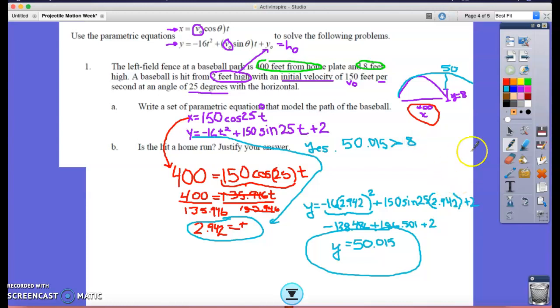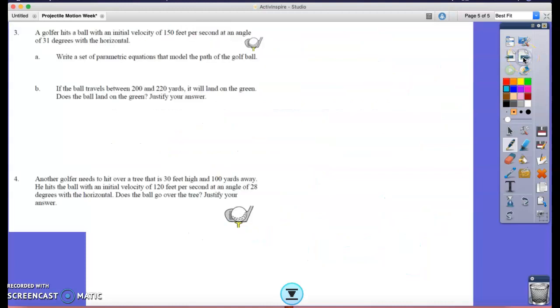Okay, so now I am going to ask you guys to do some more problems. I have some golf problems here. I'm actually going to attach this as a worksheet on your assignments in your Google Classroom, so you guys can print this out if you want, or you could just look at the screen and write your problems on the side. So I have a few more problems for you to try, and then I'll attach another one.